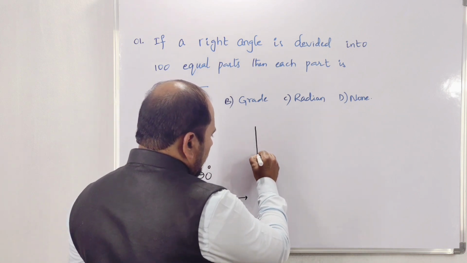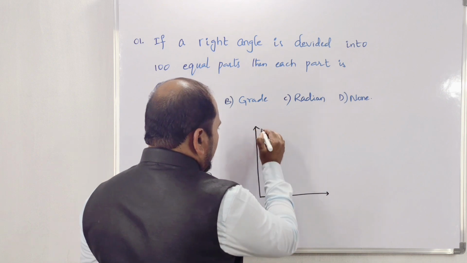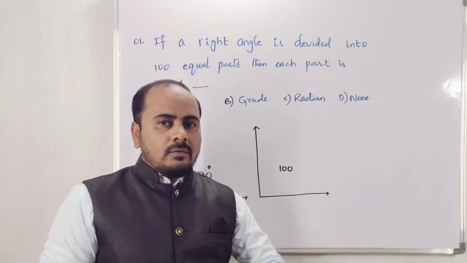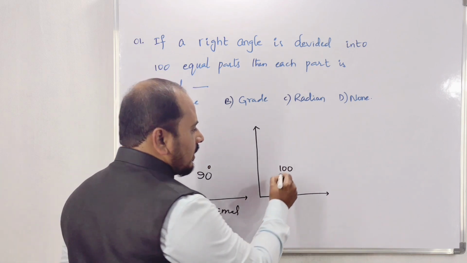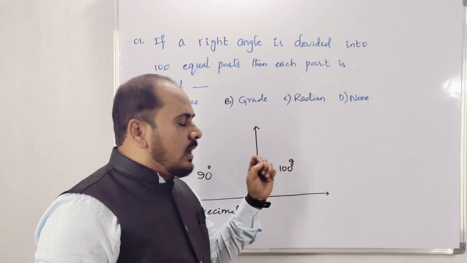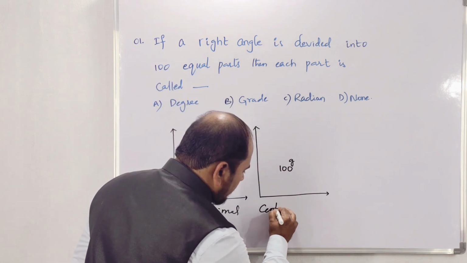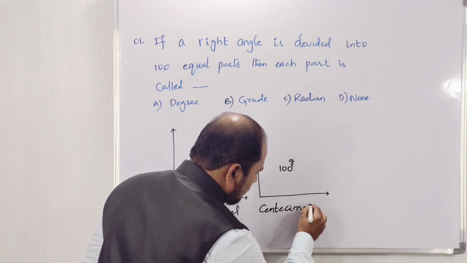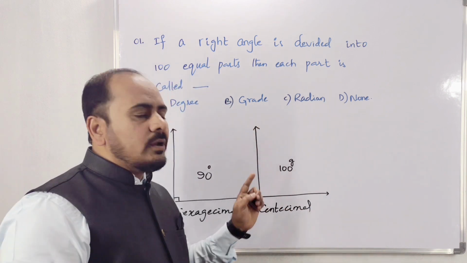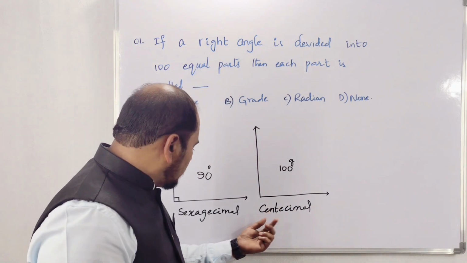And come to one more method that can also be taken in a right angle. Here in this method, a right angle is divided into 100 equal parts. Each part is called a grade. Here it is denoted by 100 power g, grades. So this is the centesimal system. If you want to know full detail about this, I have already uploaded one video that you can watch, my dear. What is the centesimal system? What is the sexagesimal measure?